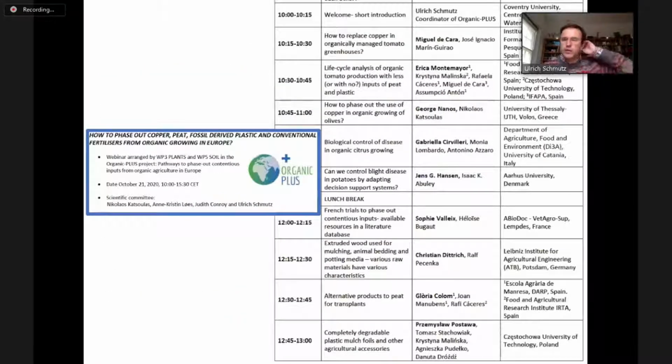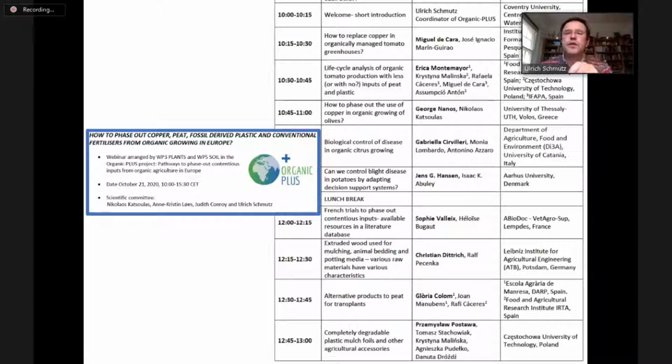So what we are doing, because we're just in that project, we haven't really published, and that may disappoint you a little bit, all of the solutions, but this is where we are just now. So we are intensively researching these individual problems. So in greenhouses, how can we reduce or make copper not usable?